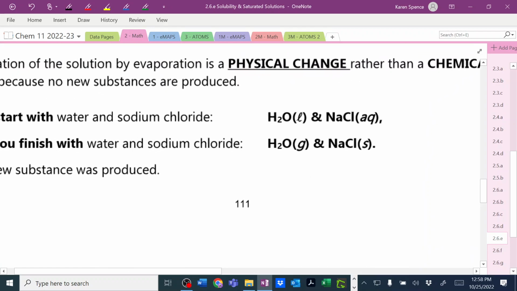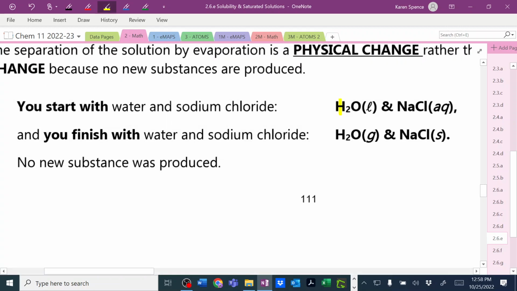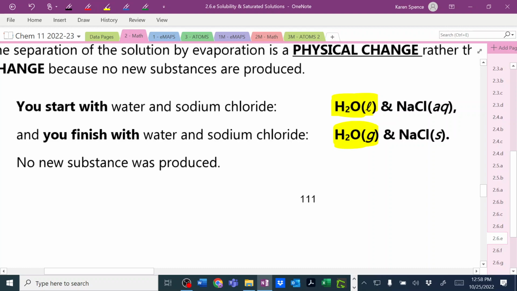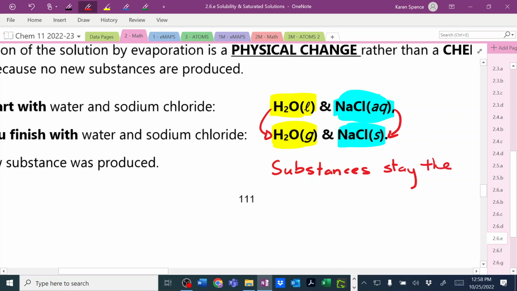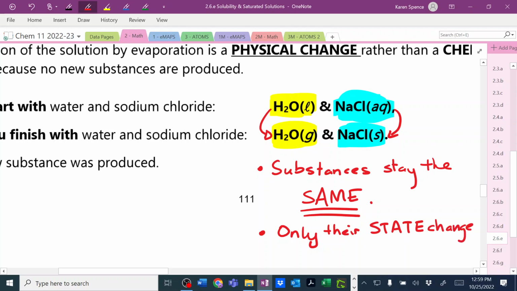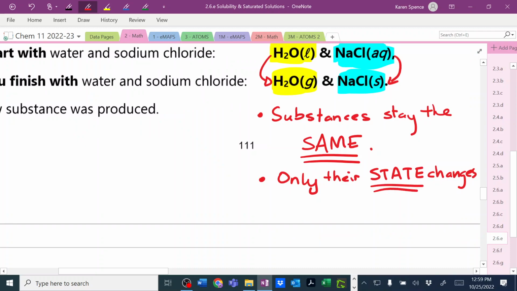Okay. So you are starting with liquid water and you're finishing with gaseous water. You are starting with aqueous sodium chloride and you're finishing with solid sodium chloride. The only things that are changing are the states. The substances stay the same. Only their state changes. Therefore, what kind of change is this, chemical or physical? Therefore, this is a physical change.